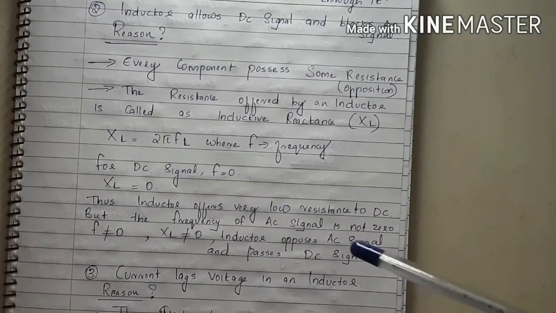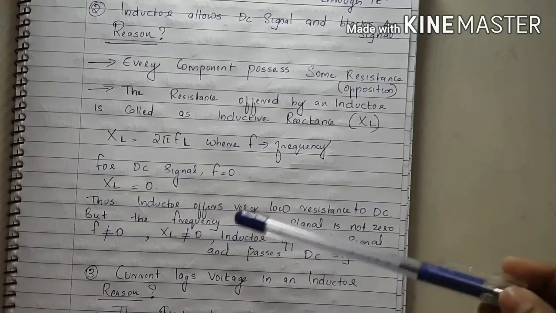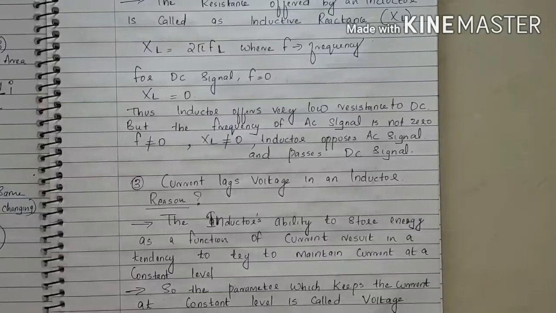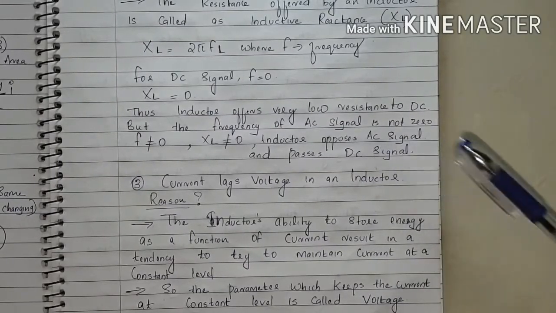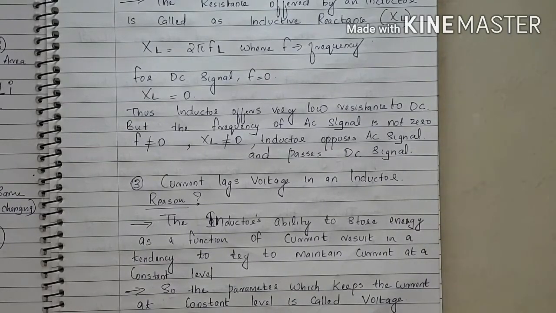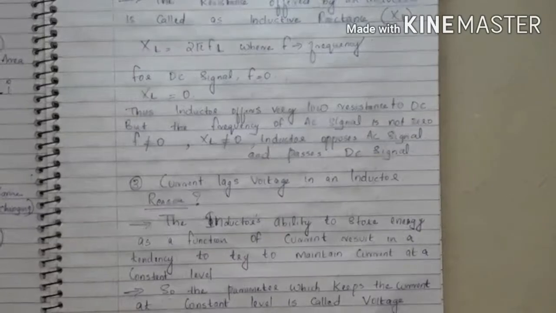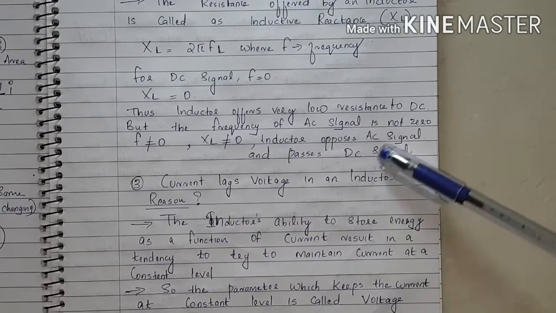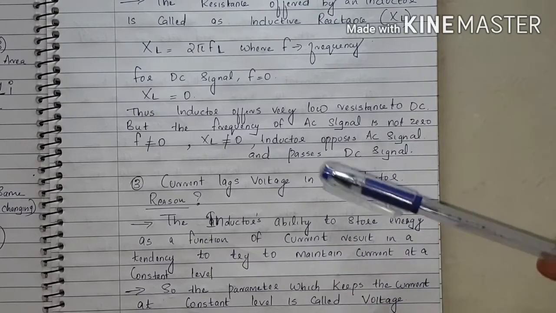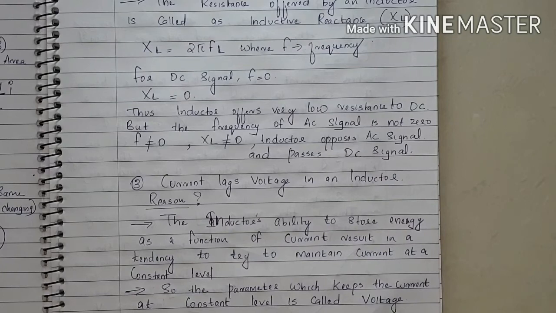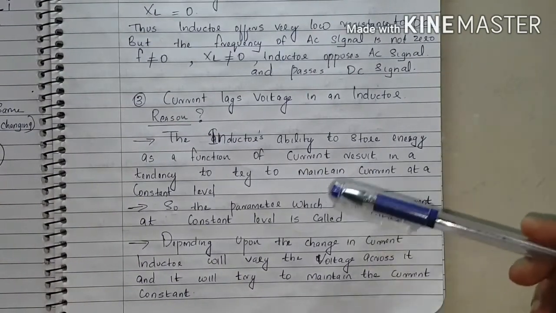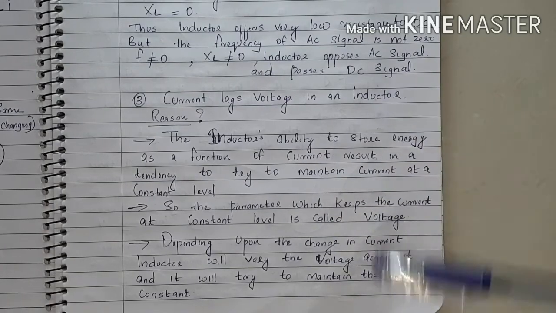Thus, since XL is 0, the inductor offers very low resistance towards a DC signal. But the frequency of an AC signal is not equal to 0. Frequency not equal to 0 means XL is not equal to 0, which means the inductor opposes AC signal but always passes DC signal. And the third property of an inductor is that current always lags voltage in an inductor.